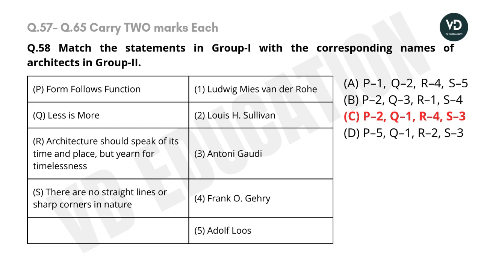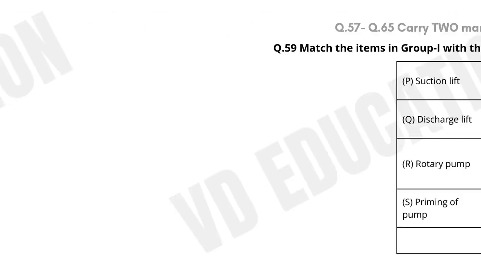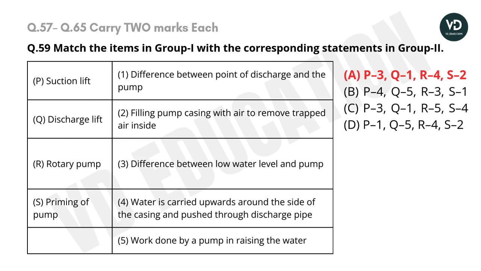And the architects they have provided: first one is Mies van der Rohe, second is Louis H. Sullivan, third is Antoni Gaudi, fourth is Frank Gehry and fifth is Adolf Loos. Question number 59. Match the item in Group 1 with their corresponding statement in Group 2.